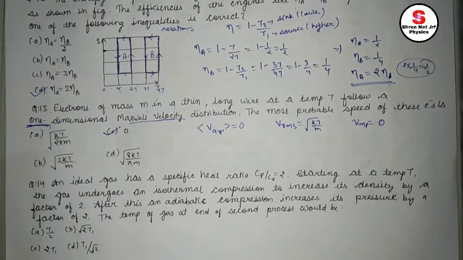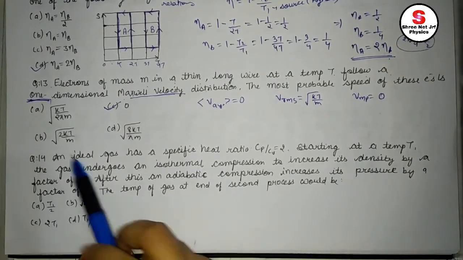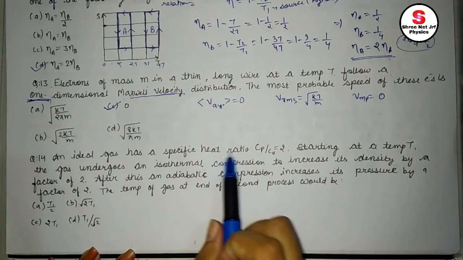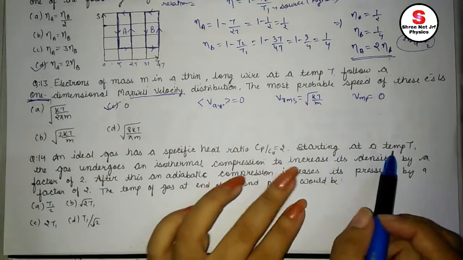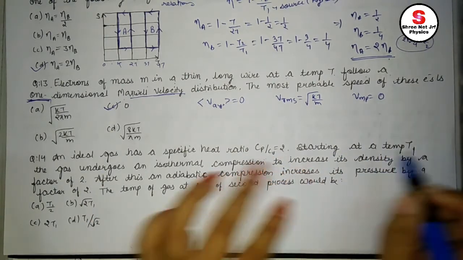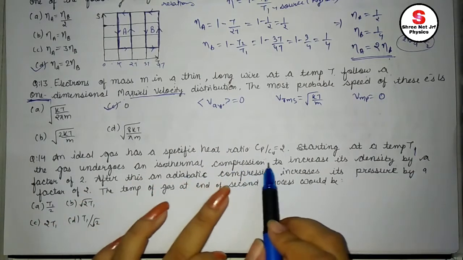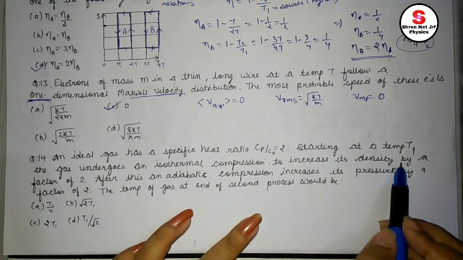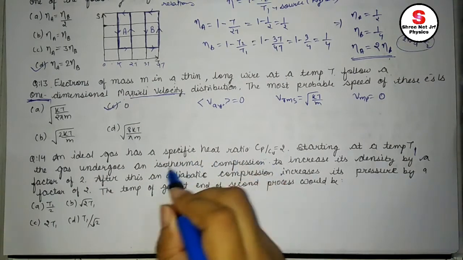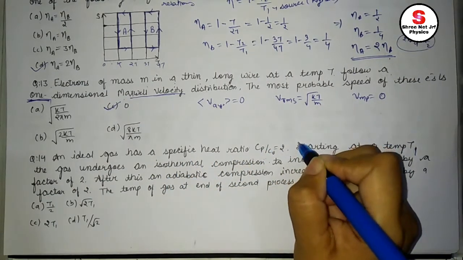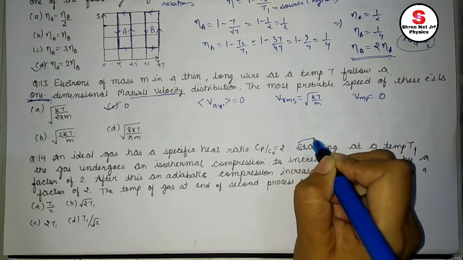Next is question number 14. An ideal gas has a specific heat ratio Cp by Cv equal to 2. Starting at a temperature T1, the gas undergoes an isothermal compression to increase its density by a factor of 2. First of all, isothermal compression is happening. That means let it be the stage, it reaches from here to here.